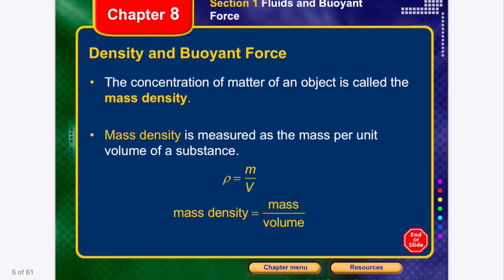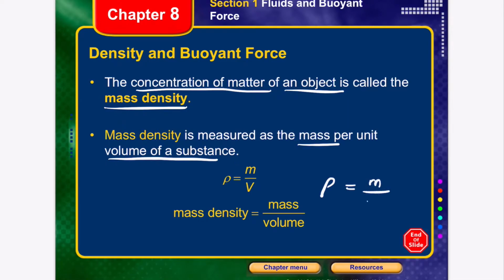Let's talk about density. Density refers to the concentration of matter of an object, and is generally called mass density. It is defined as mass per unit volume, the mass over the volume of the substance, denoted by rho.